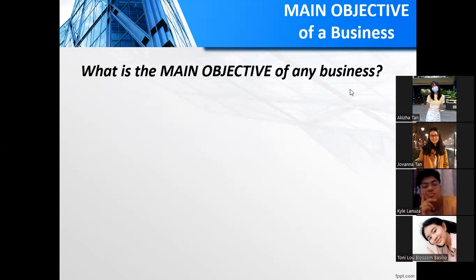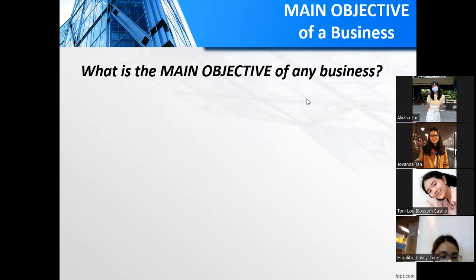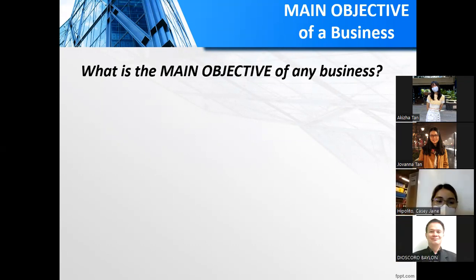Hello po, sir. So for me personally, I think the main objective of any business is to be sustainable in the long run. It encompasses many aspects. Kasama po dito yung proper management of their staff, kasama po yung proper management of their resources, as you mentioned earlier. And hindi lang yung resources na monetary or yung material resources, kundi pati yung human resources. And it also entails yung long-term planning. But it all goes back to being sustainable in the long run and to being profitable. Yun po.